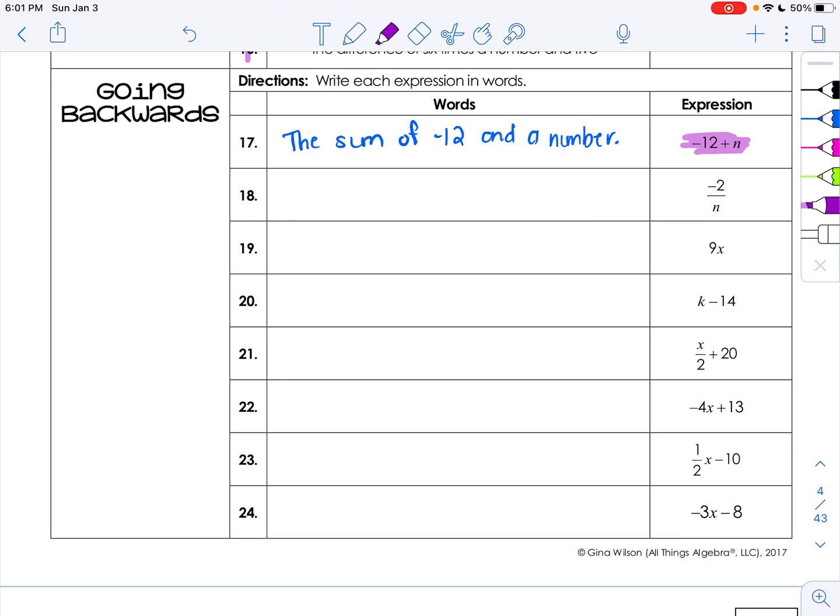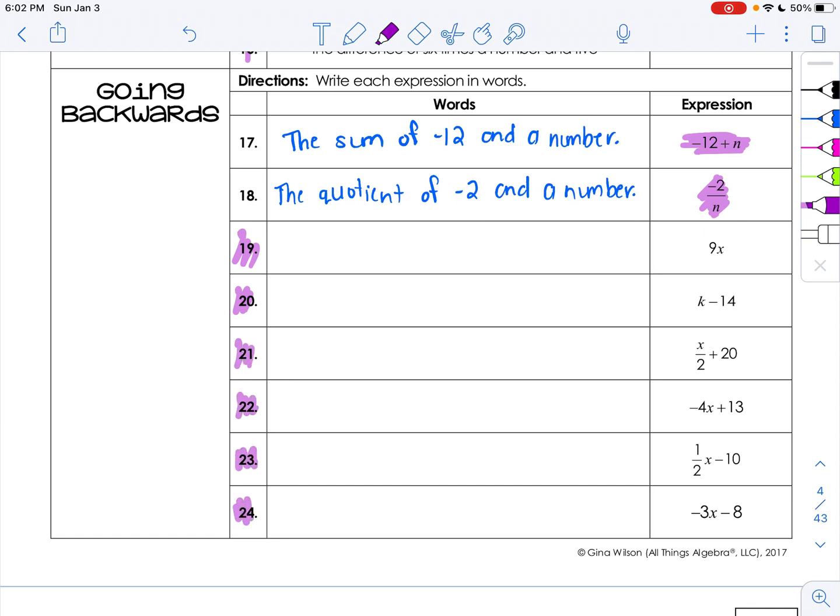Number 18, we're going to translate the expression -2 divided by n. So when we think of all of the words that talk about divided by, quotient is one of those. So we could say the quotient of my two numbers I'm dividing are -2 and my variable, which is a number. Go ahead and highlight numbers 19 through 24.